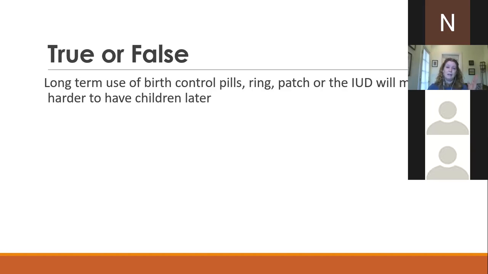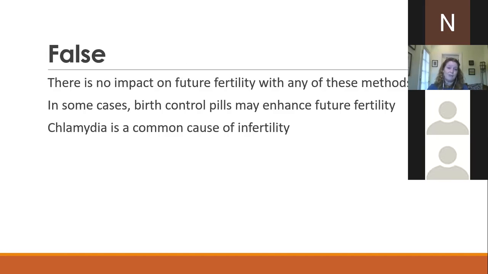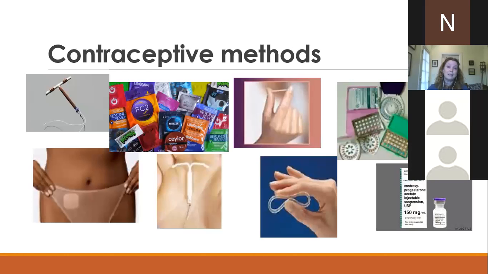Some people worry or feel that they maybe need to take a break, that they take the pill and they need to take a break, or it may be harder the longer they use it to have children later. And that is also absolutely false. Again, we have over 60 years, 80 years of data now on the birth control pill, and there's absolutely zero impact on future fertility. What does cause infertility, or what does make it harder to get pregnant, is chlamydia. And so the birth control pill won't, but you really should use condoms to prevent chlamydia, because that is one of the most common causes of infertility.